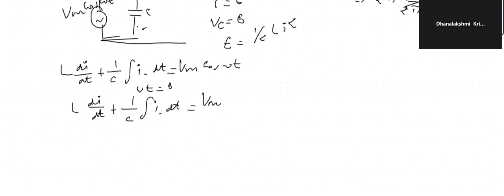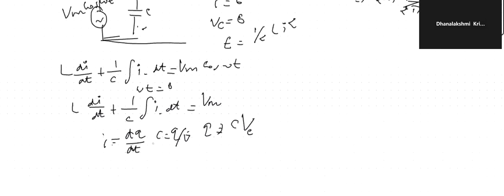Now, according to Ampere's law, i is equal to dq by dt. C is equal to q by v, so q is equal to C v. But the voltage is the capacitor voltage, so q is equal to C Vc.